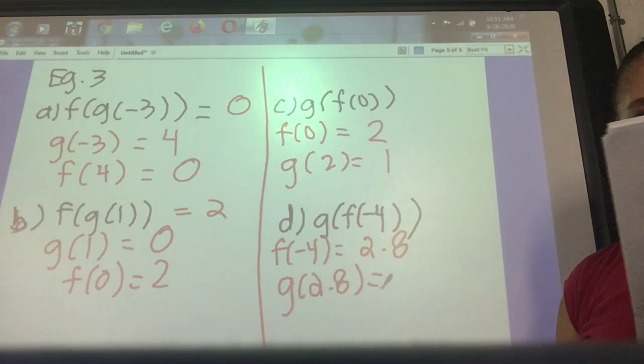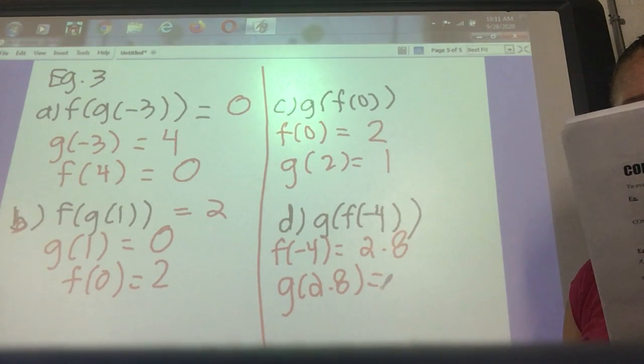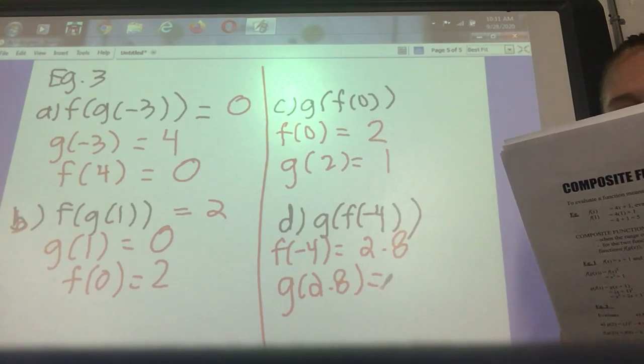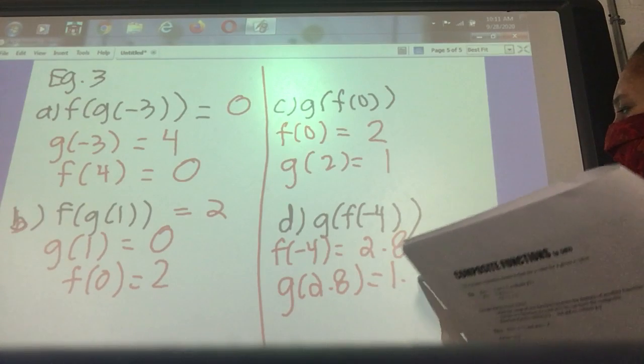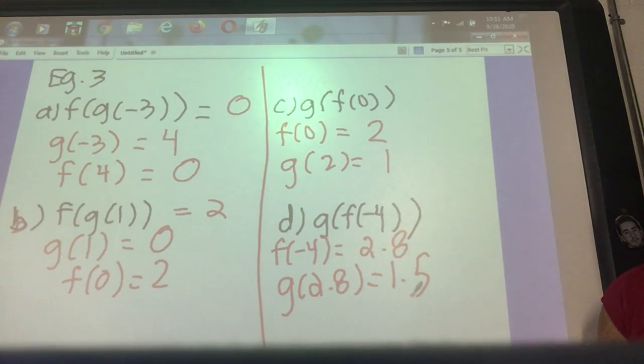So let's approximate. G of 2.8 is roughly about 1, maybe about 1.5. And I'll give you numbers that aren't decimal.